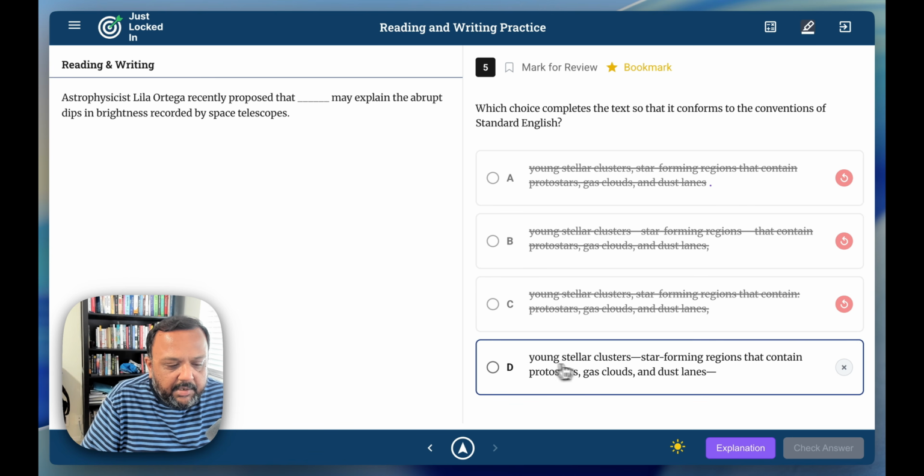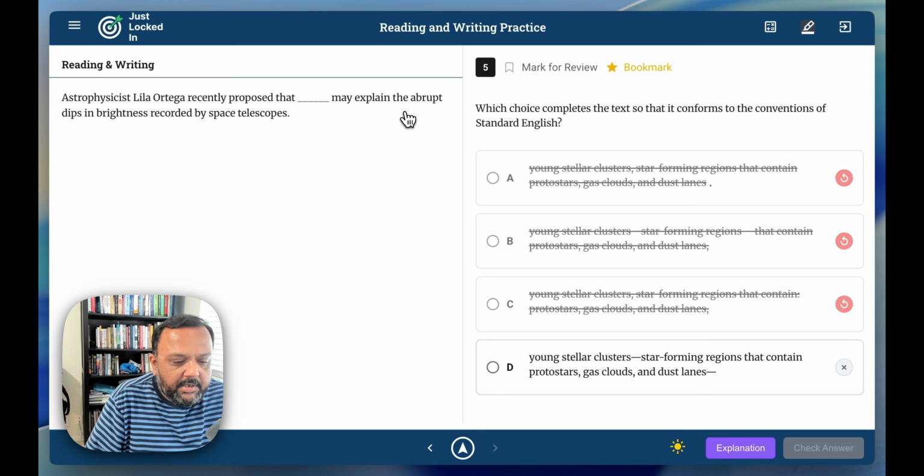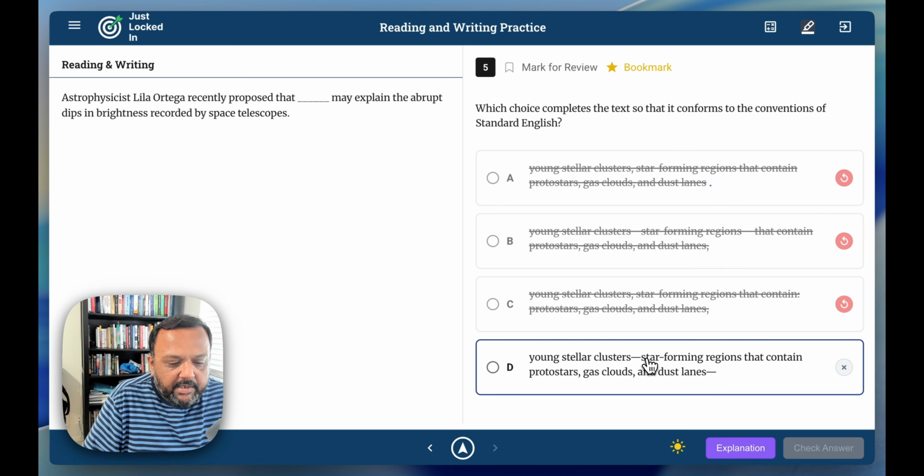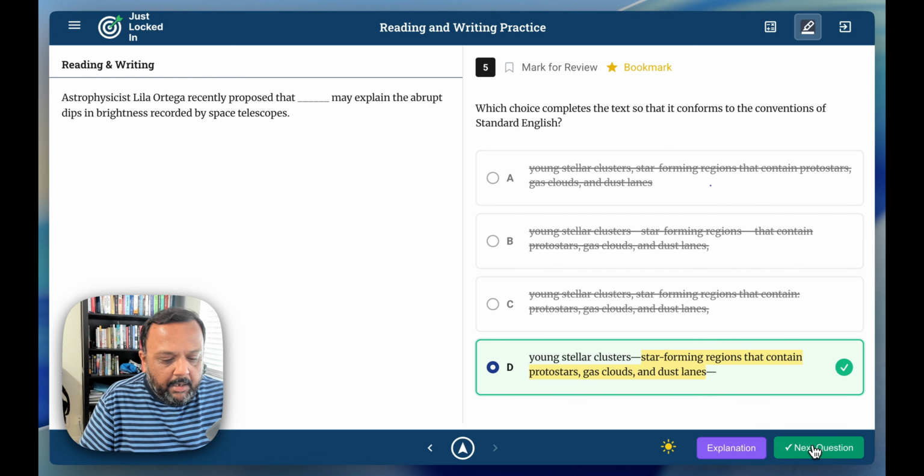If you look at this, young stellar clusters, dash, star-forming regions that contain protostars, gas clouds, and dust lanes, dash, may explain the abrupt. So this is the right answer because this whole thing explains what young stellar clusters are, right? And therefore that supplementary information, we set it off with two dashes, and then we continue the sentence, may explain the abrupt dips. So therefore this is the right answer. Check this, and yeah, it's correct. All right, so we are done with all the questions.